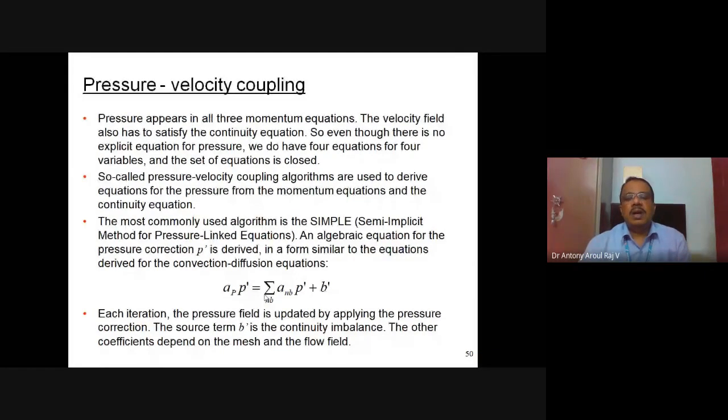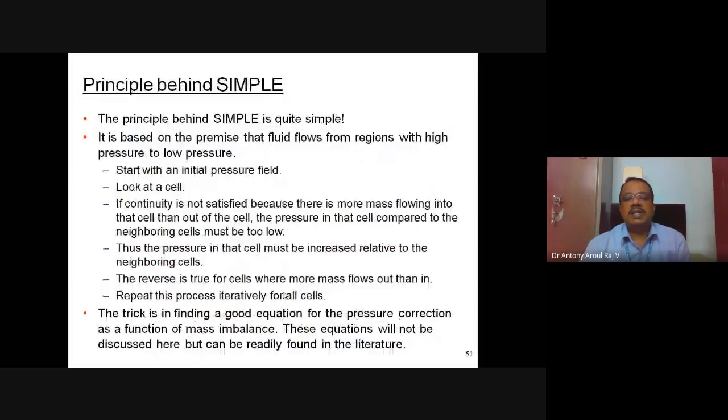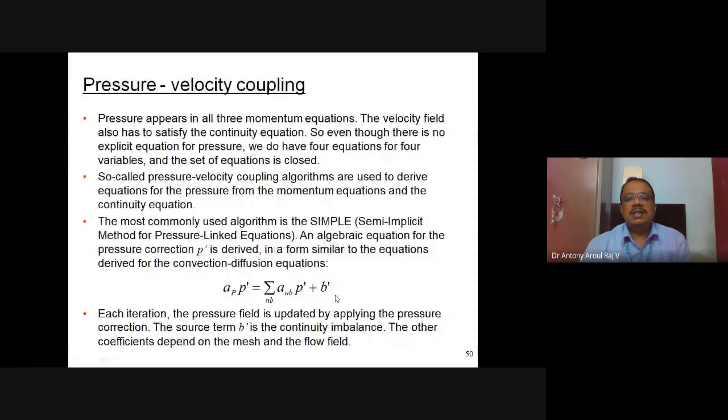Whatever I told here, what is happening in the cell, is given in the form of an equation. So I have B dash. When B dash increases, this will decrease. Similarly, when B dash is decreasing, this will be increasing. That's how we are correcting the pressure. That is the principle behind the SIMPLE algorithm.